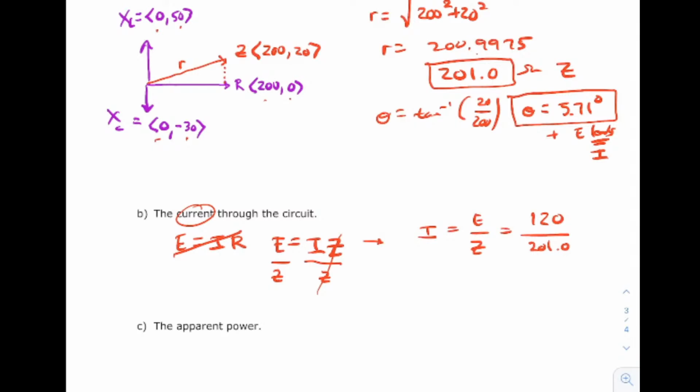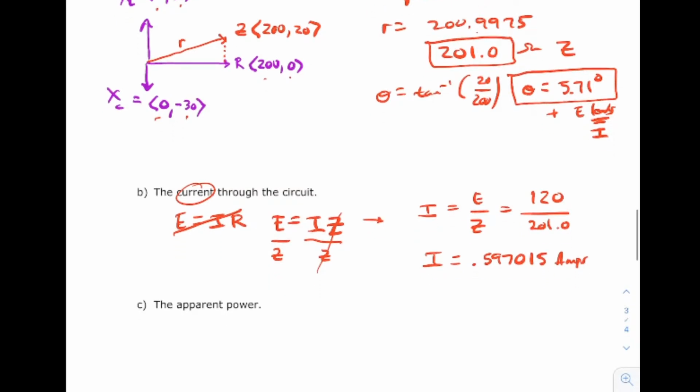120 divided by 201. I'm getting I equal to 0.597015 amps, and we really should hit our eng button and call this 597.0 milliamps. A little more than half an amp, 0.6 amps, 600 milliamps.